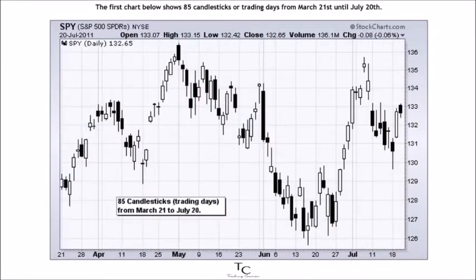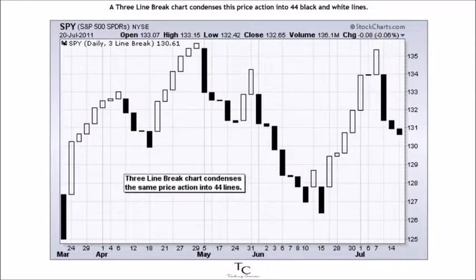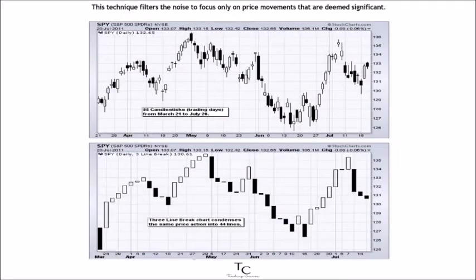The first chart below shows 85 candlesticks or trading days from March 21st until July 20th. A three-line break chart condenses this price action into 44 black and white lines. This technique filters the noise to focus only on price movements that are deemed significant.